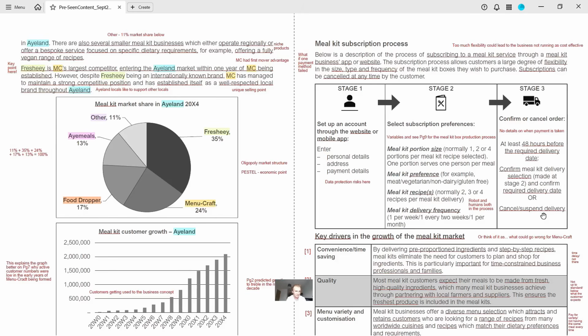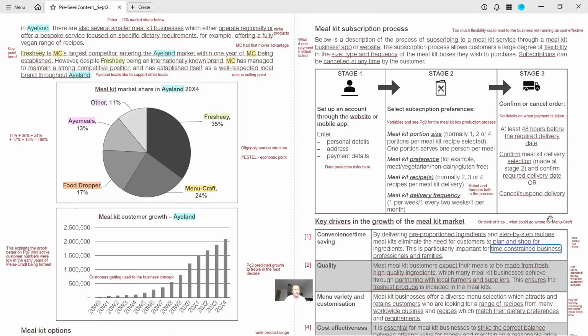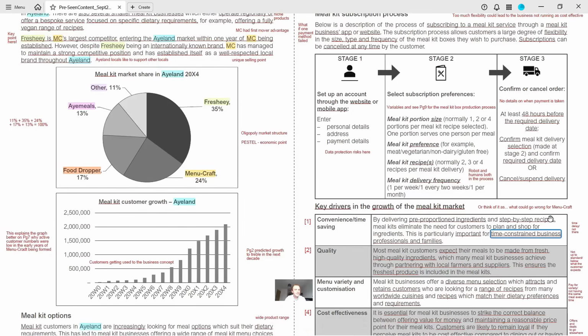of the organisation. You can see on the diagrams on the left hand side that we've got the meal kit market share in Ireland at 2004, and there we can see it all totals up to 100%. MenuCraft has 24% market share. It is an oligopoly market structure and an economic point you could refer to in a PESTLE analysis.